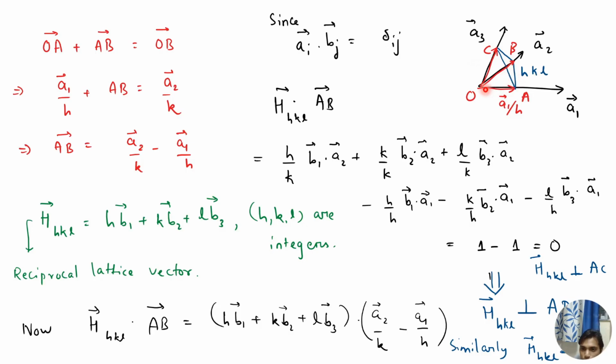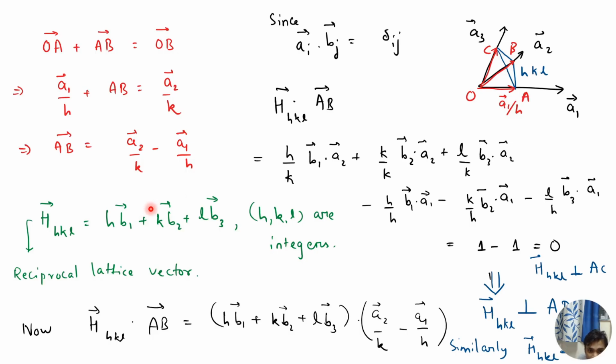Now if you look at the vector notation, OA plus AB will be your OB. This is just the triangular law of addition. We know what OA is and what OB is. OA is a1 by h and OB is a2 by k. So we replace OA with a1 by h plus the AB vector, and OB is a2 by k. Now we keep AB on one side and take a1 by h to the right hand side. So AB vector is equal to a2 by k minus a1 by h.